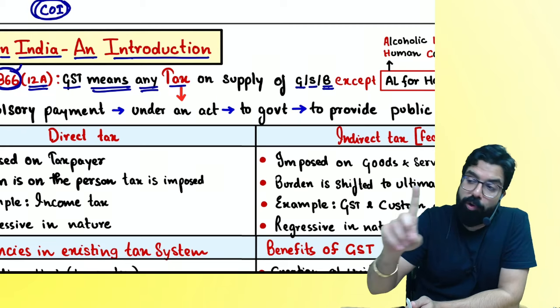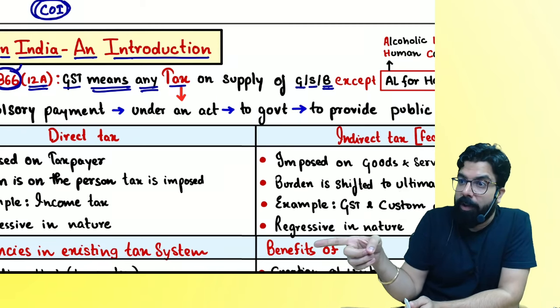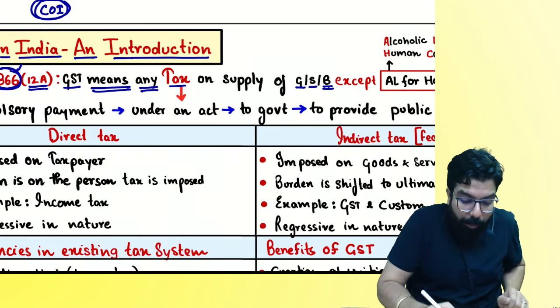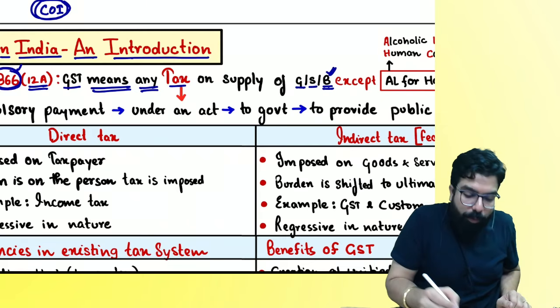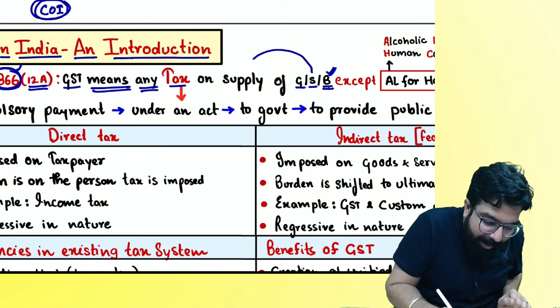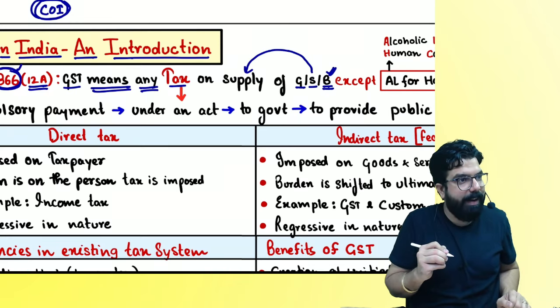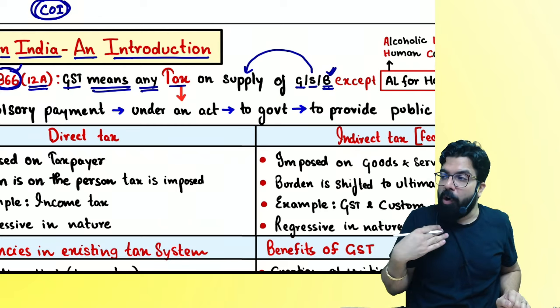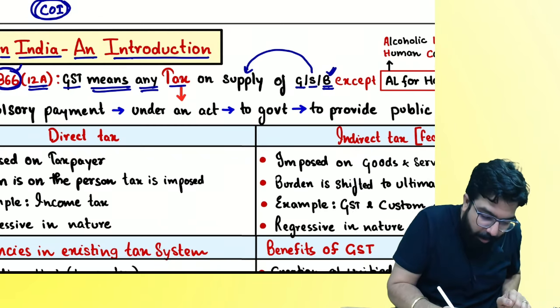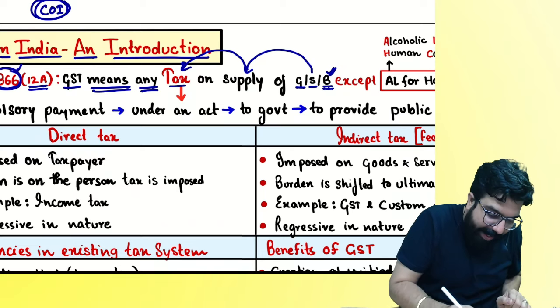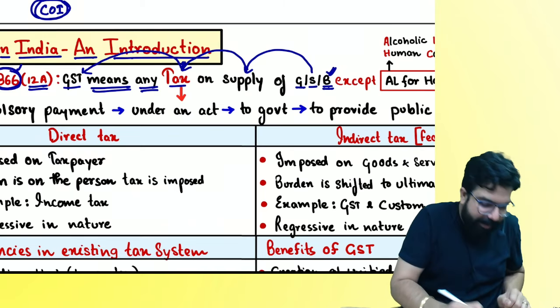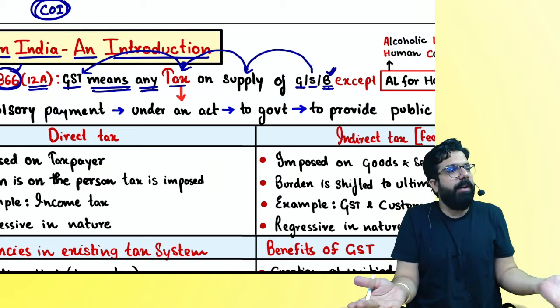I am giving you goods in the class also. Books are goods, plus I am giving you service also. So it's a combination of goods and service. Whenever goods, services or both are supplied, whenever I supply goods or I supply service, one tax will be levied. And that tax is known as what, everyone? GST. Yes, everyone. Are we all clear with this point?